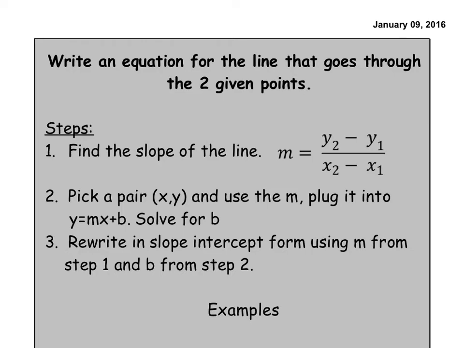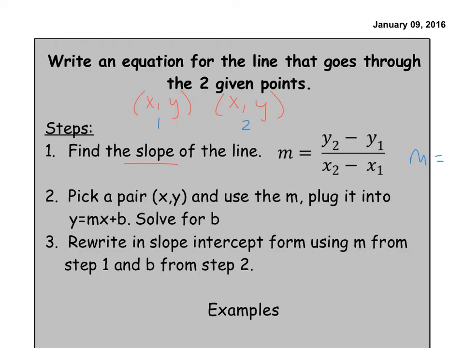Your first step is to find the slope. Remember that slope is m equals the change in y over the change in x: y2 minus y1 over x2 minus x1. You can do that because you are given 2 points, (x, y) and (x, y). This would be the first pair, this would be the second pair, and they would be plugged in here.